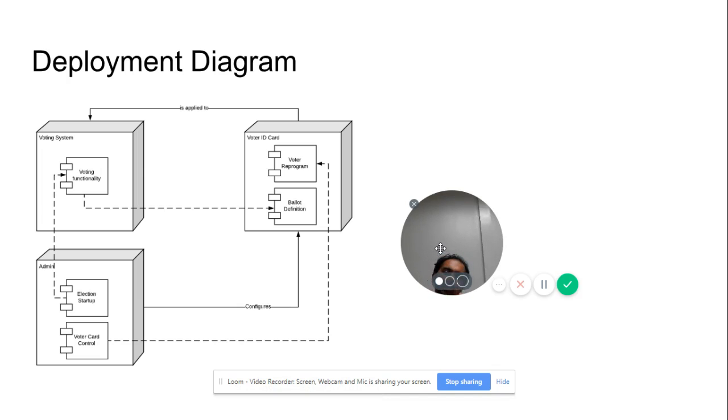These three nodes have two associations with each other. Then you have dependencies, which are mainly centralized dependencies on the voting system. The admin configures the voter ID card, and the voter ID card is applied to the voting system. So these are the associations. That is a basic deployment diagram, and more detail will be added to it in future.